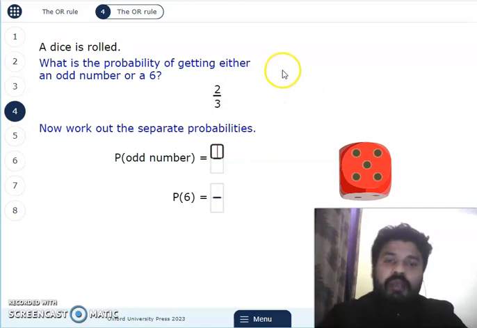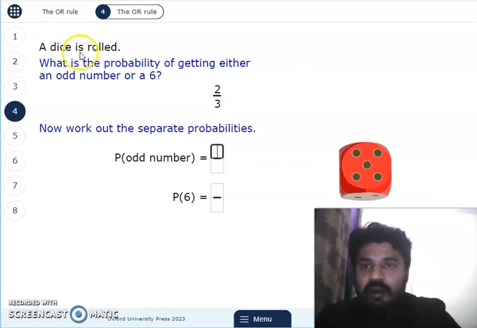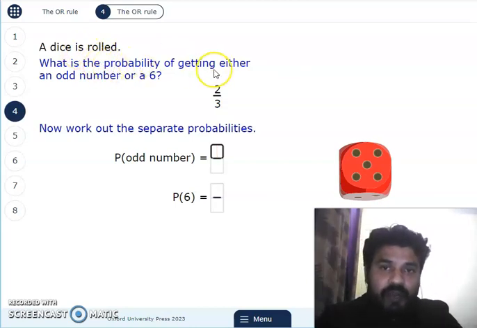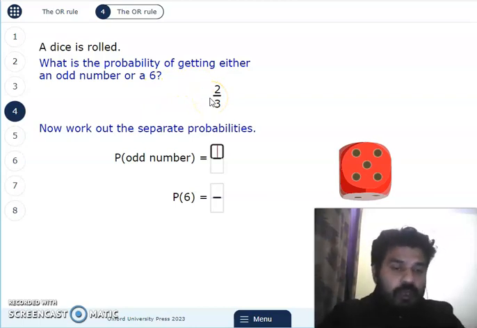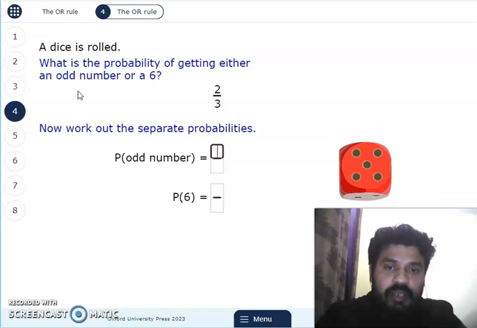So now let's discuss this question again by a different method. A dice is rolled. What is the probability of getting either an odd number or 6? As we have already discussed, the answer was 2 by 3. Now let's work out how we get this 2 by 3. Either an odd number: odd numbers are 1, 3, and 5. So we have 3 odd numbers. So 3 upon total number of outcomes, so that is 1 by 2. So I am writing here 1 by 2.